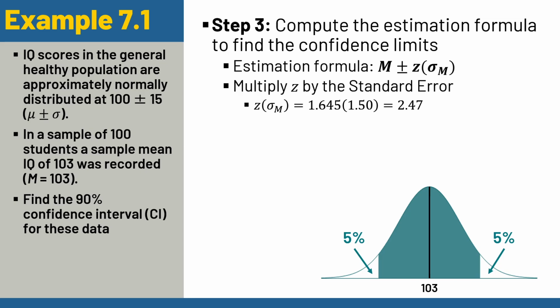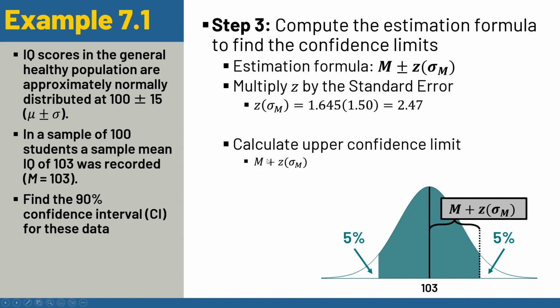And so first, let's just calculate that second part of the formula, z times standard error. z, we just found on the previous slide, was 1.645. Standard error we calculated as 1.5, so we just multiply those together and we get a value of 2.47. And so now let's calculate the upper confidence limit. Now we're not looking at a z distribution, so the values here look different than on the previous slide. Our sample mean was 103. What's the upper confidence limit for these 90% of sample means surrounding 103?